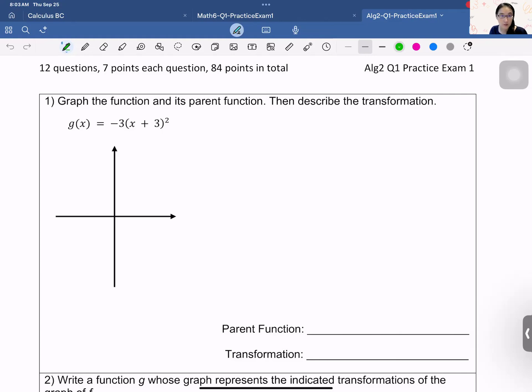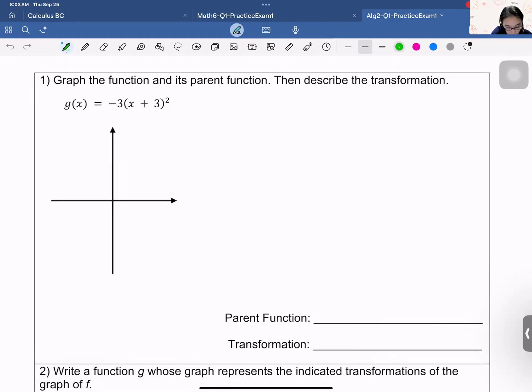In question 1, you will be asked to graph the function and the parent function, and then describe the transformation. So what is the parent function of the quadratic function? You see the highest degree is 2, so the parent function is y equals x squared. Now I have the parent function, so I'm going to graph it and label it.